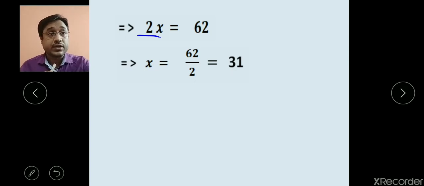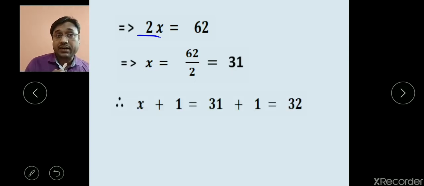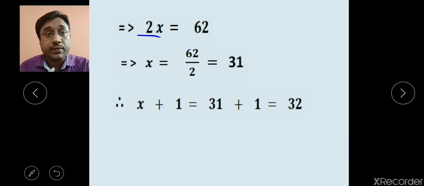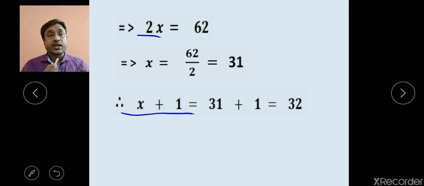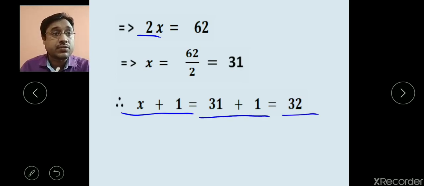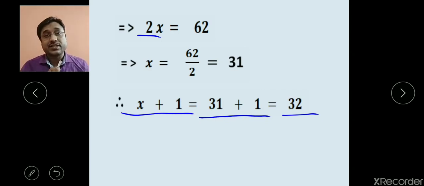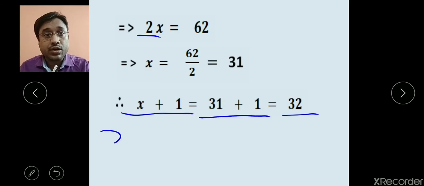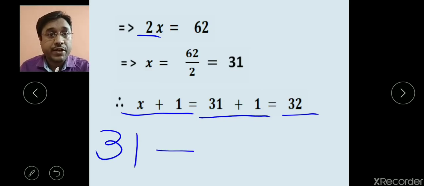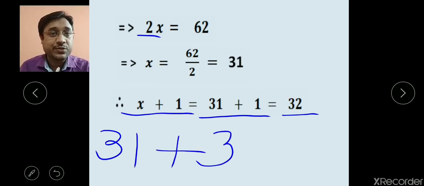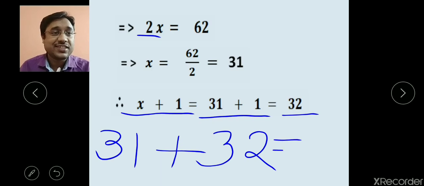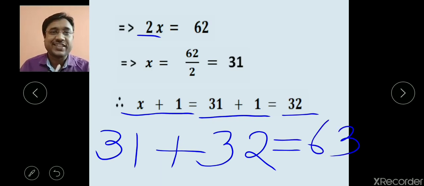two numbers. Therefore, the second consecutive natural number is x plus 1, because x is the first number as per the question. Then x plus 1 is the second number, that means 31 plus 1 is 32. The sum of these two numbers is 63. Two consecutive natural numbers, 31 plus 32, give the result 63. Okay, so this is the answer.